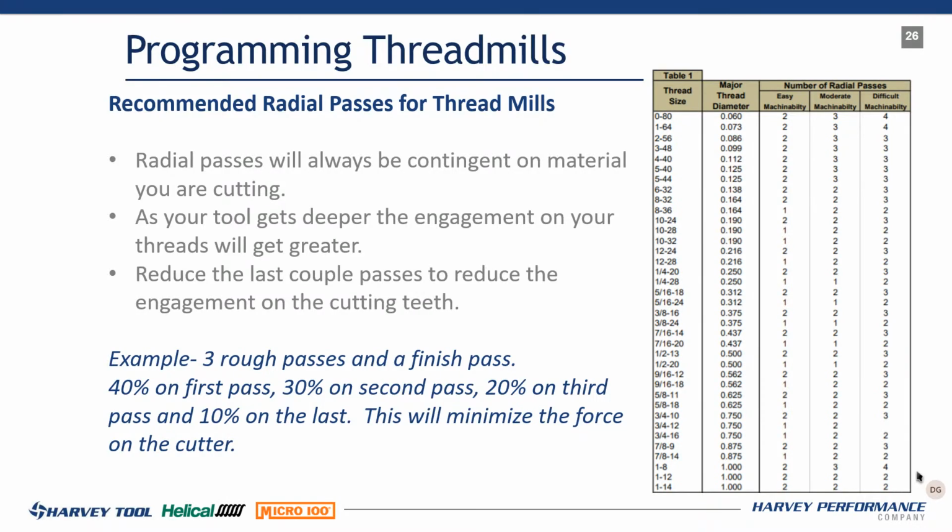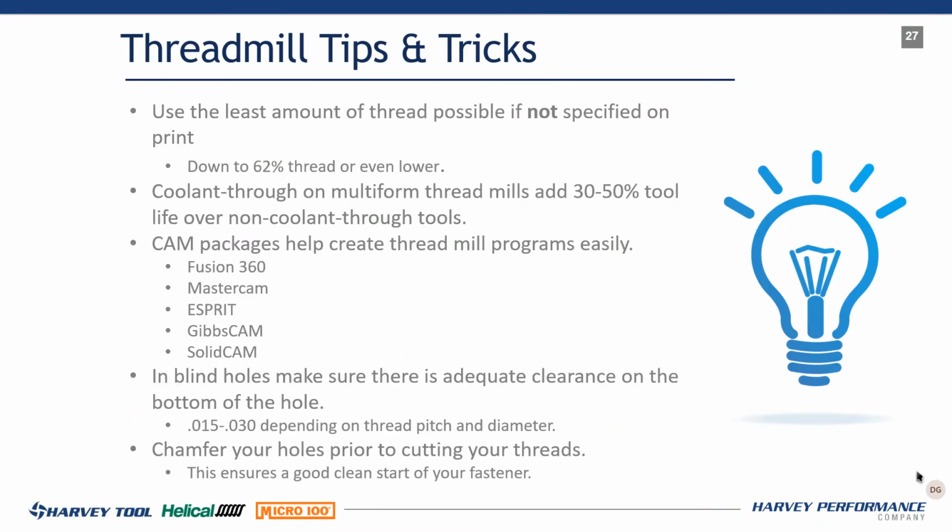Now I gave you 4 passes. I did show a little chart here that has recommendations for this with easy machinability, moderate. This is on the Harvey Tools webpage. You can find it, download it, and take a look at it. It's a great recommendation for these. But you have to be mindful of those radial step overs when you're actually cutting with thread mills.